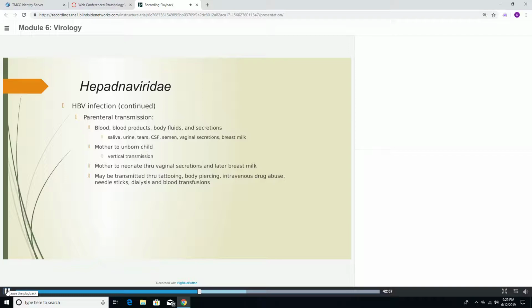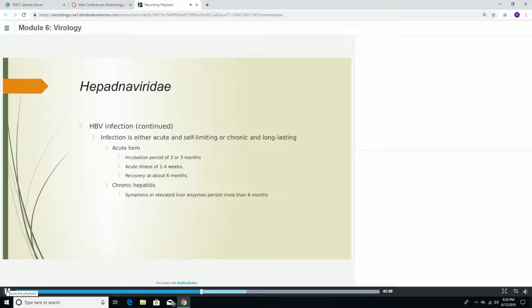It can be transmitted through blood products, body fluids, and secretions. So it can be transmitted from saliva, urine, tears, cerebrospinal fluid, semen, vaginal secretions, and breast milk. It could also be transmitted as a vertical transmission from a mother to an unborn child. It could also be transmitted from a mother to a neonate through vaginal secretions and breast milk. And it may be transmitted through tattooing, body piercing, intravenous drug abuse, needle sticks, dialysis, and blood transfusion. So, I mean, hepatitis B can be transmitted a million different ways.